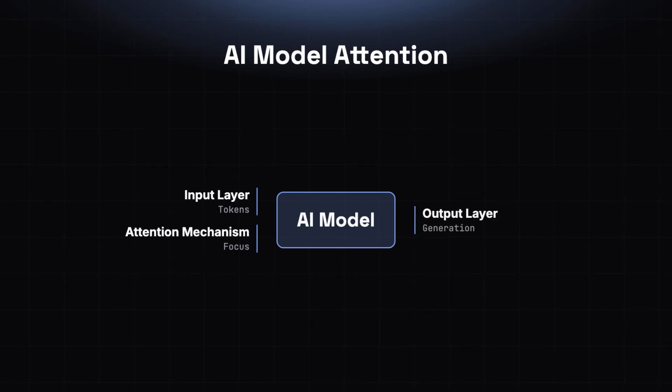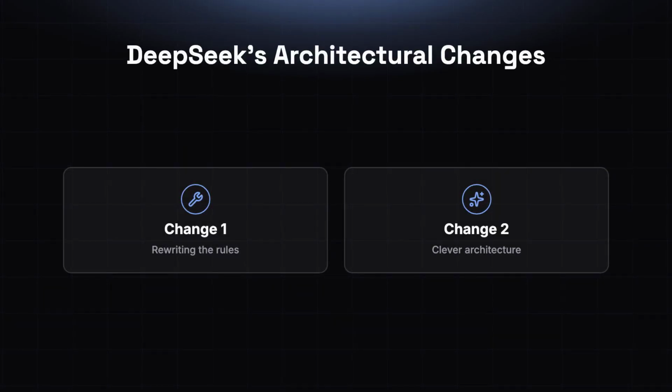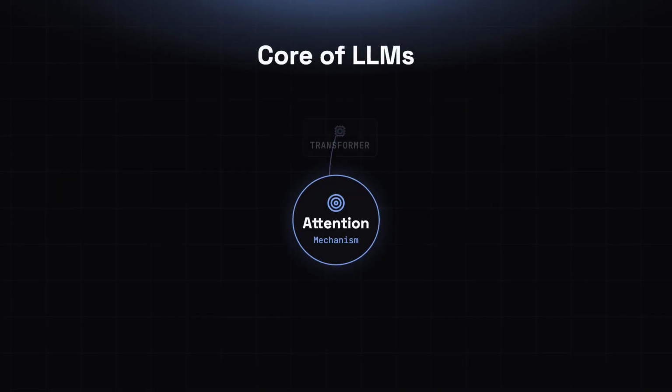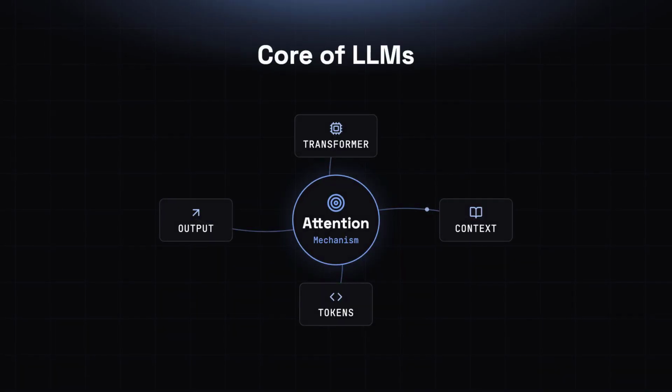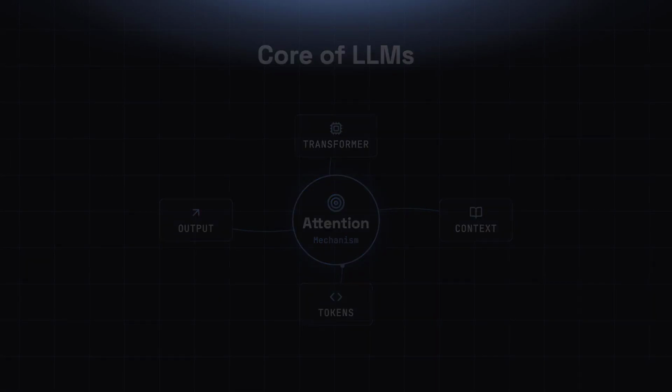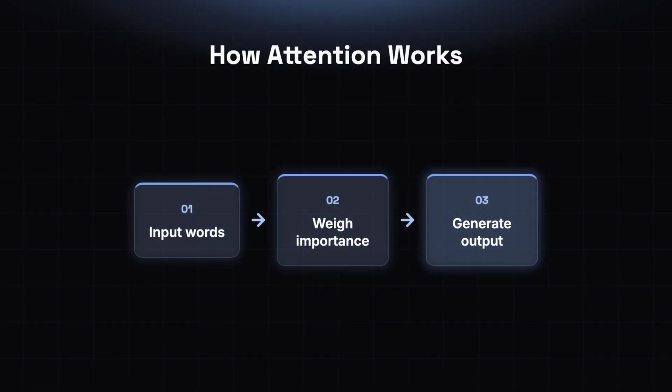The answer lies deep within how these models pay attention, and how DeepSeek rewrote the rules with 2 clever architectural changes. At the heart of every modern large language model is a mechanism called attention. It's how the AI weighs the importance of different words in your input when generating its output.